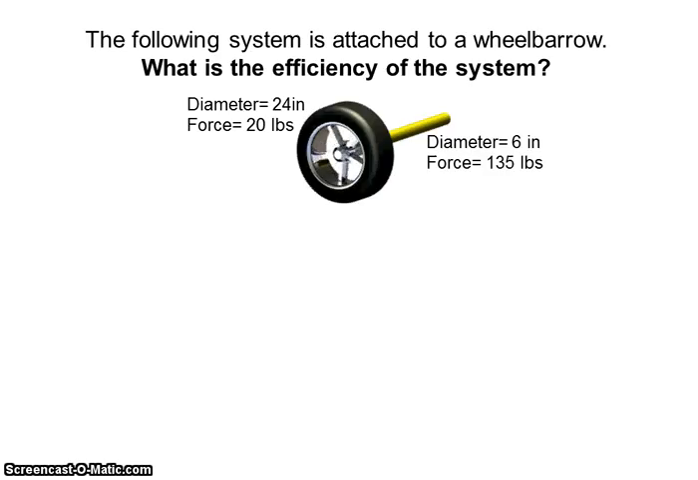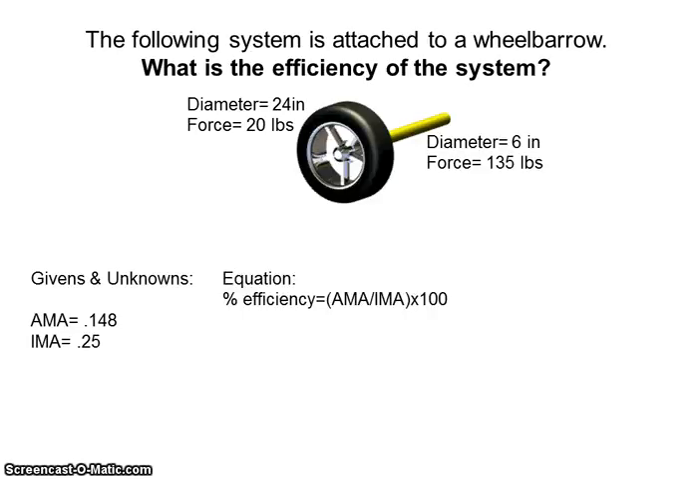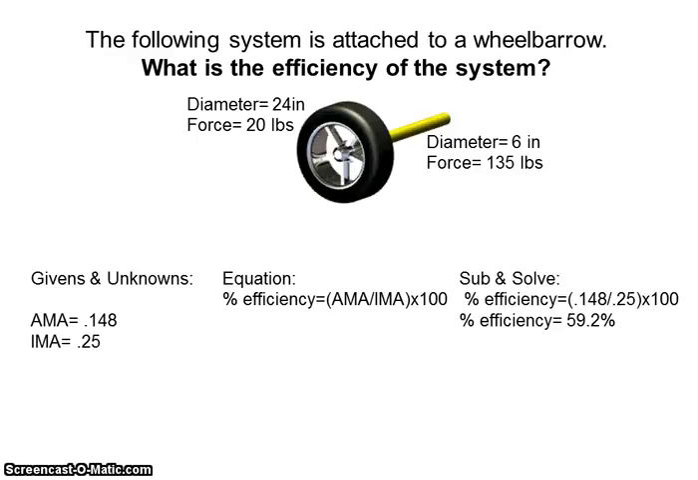Now to find the efficiency, we take our AMA and our IMA, which are our givens and unknowns, and we have our equation. Percent efficiency is AMA over IMA times 100. And when we plug that in, we get 0.148 over 0.25, and this is only 59.2% efficient.